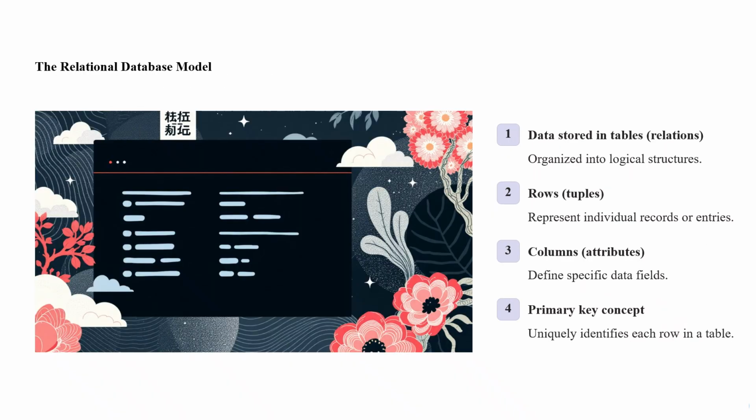Relational database model. Data is stored in tables, organized into logical structures. Rows, which may be called tuples, represent the individual records or entries. A column is an attribute that defines a specific data field. The primary key concept uniquely identifies each row in a table.